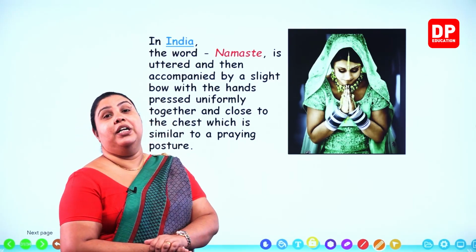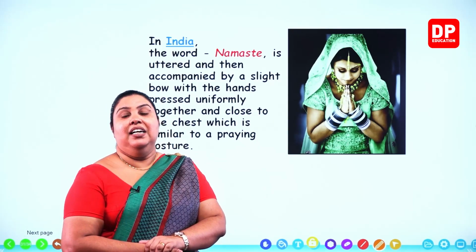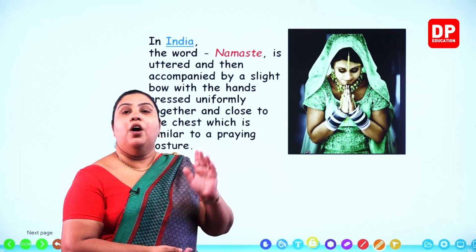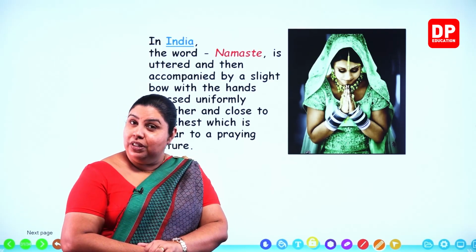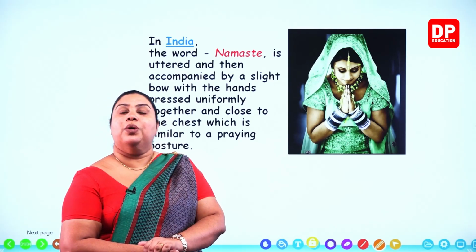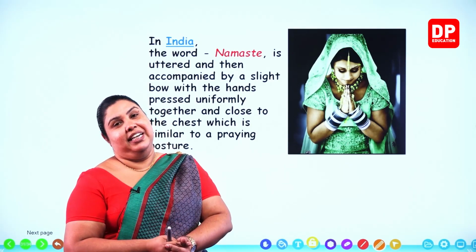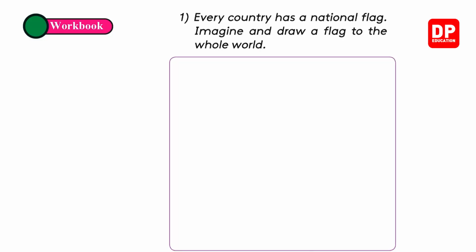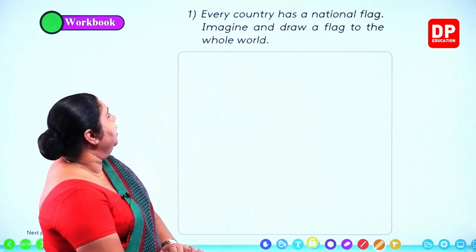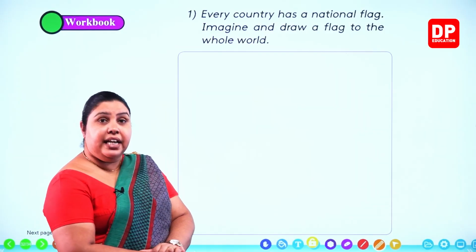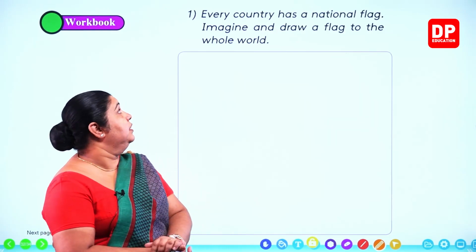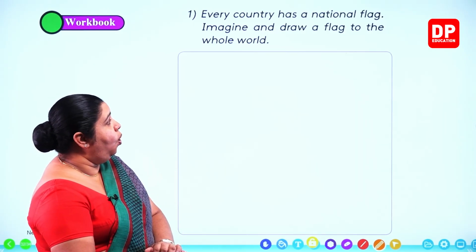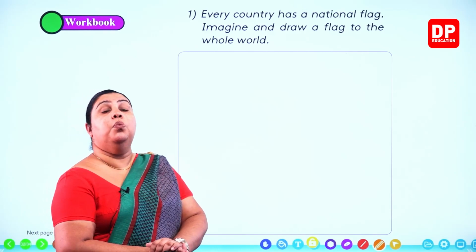So now we have spoken about different greetings from around the world, and now it's time for our workbook activities. So come, let's take our workbook and let's get started now. Come. Right. Okay. Now this is a very interesting and a very creative activity for you. Every country has a national flag. Now I told you about it. Imagine and draw a flag for the whole world.